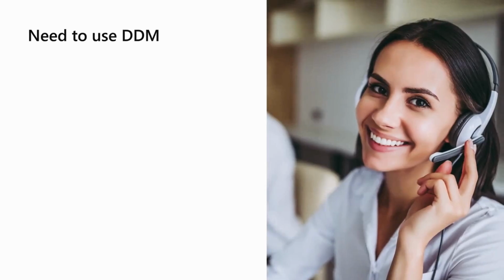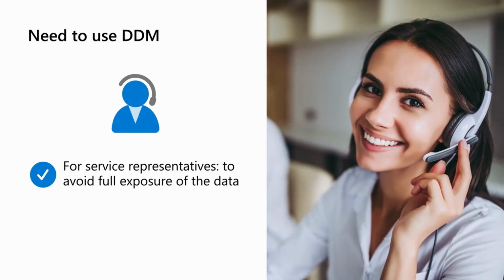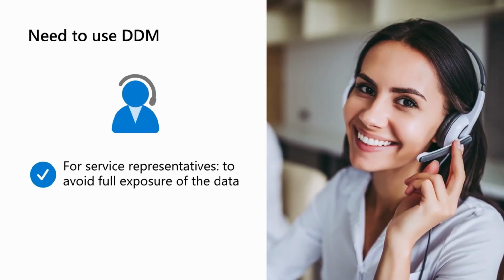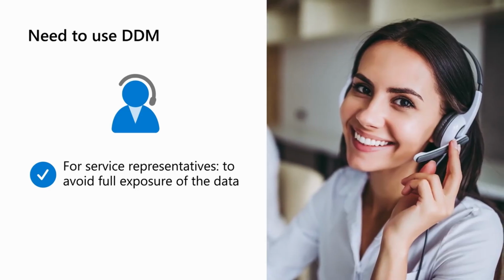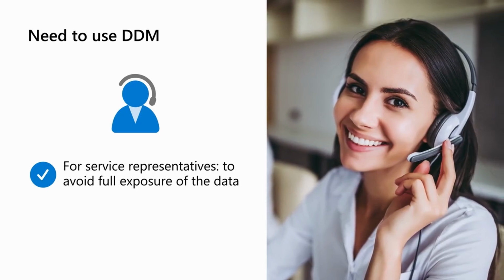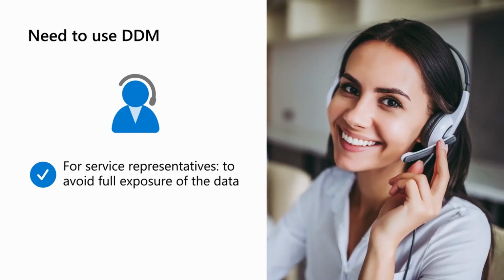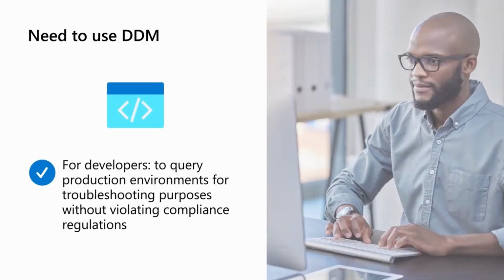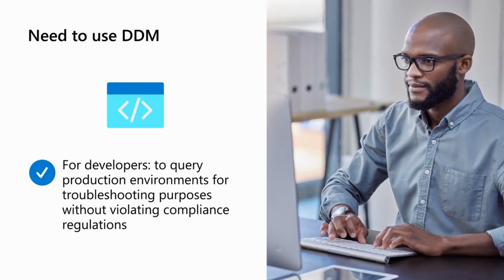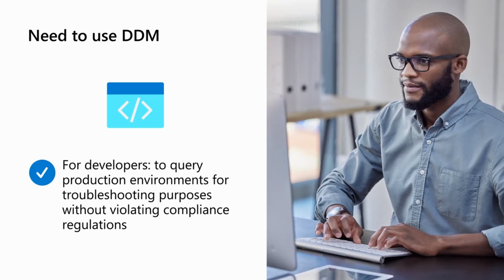So where do you find the need to use the DDM feature? The service representative at a call center can identify callers by several digits of their credit card number. Still, those data items cannot be fully exposed to the service representative. In such cases, a masking rule that masks all digits except the last 4 of any credit card number in the result set of any query can be defined. Similarly, a developer can query production environments for troubleshooting purposes without violating compliance regulations if an appropriate data mask is defined to protect personal data.